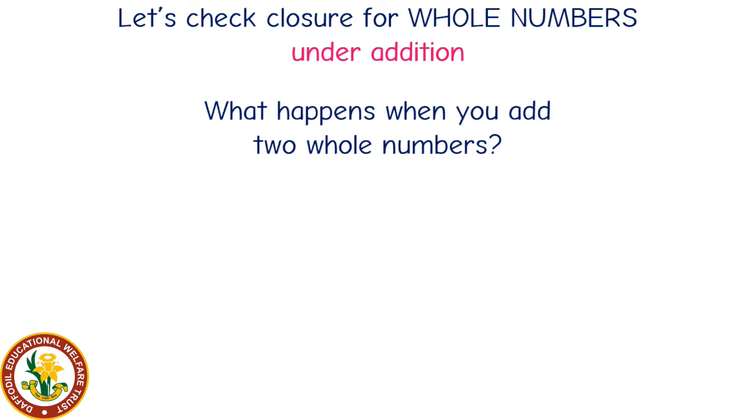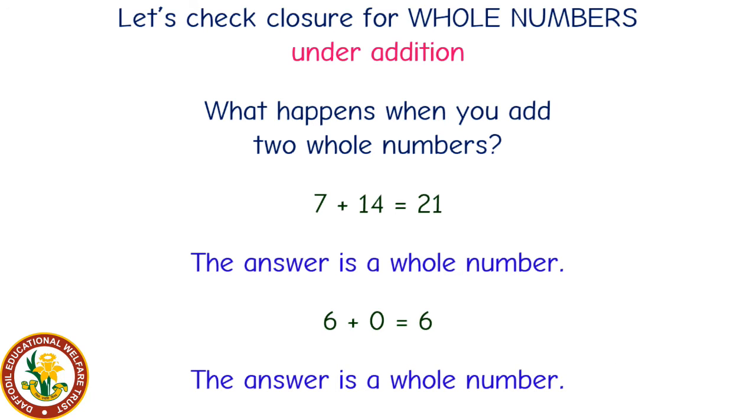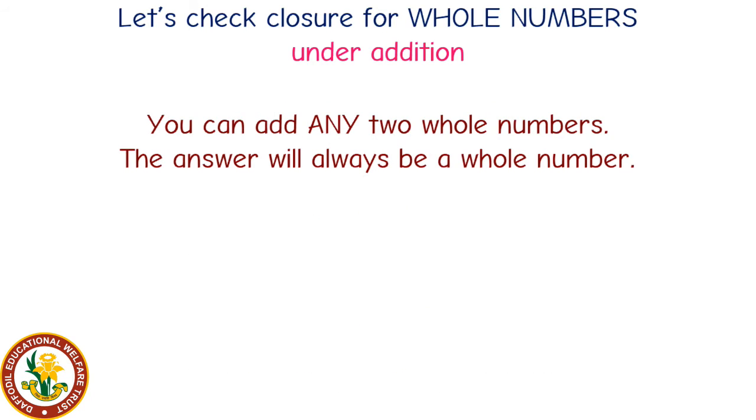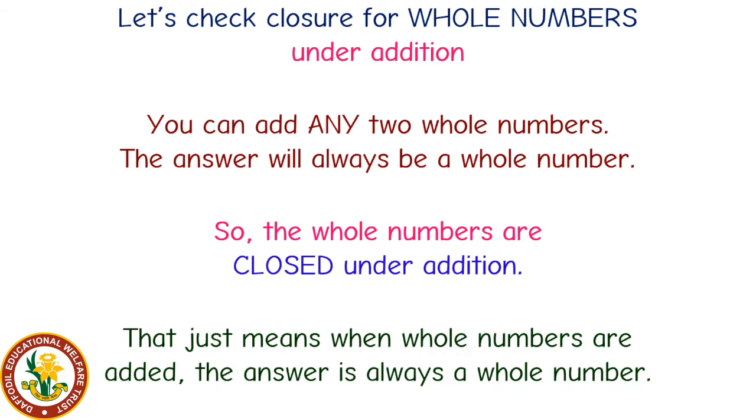What happens when you add two whole numbers? 7 plus 14 is 21. The answer is a whole number. 6 plus 0 is equal to 6. The answer is a whole number. You can add any two whole numbers. The answer will always be a whole number. So the whole numbers are closed under addition. That just means when whole numbers are added, the answer is always a whole number.